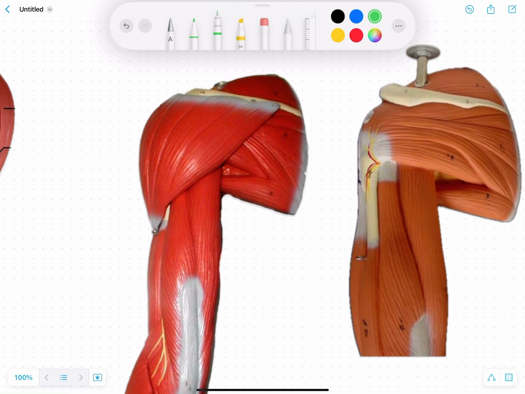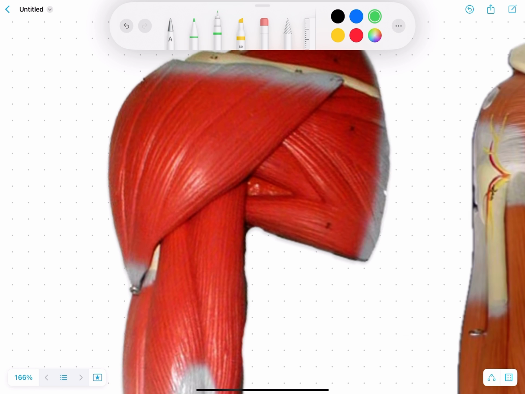All right, hey guys, so we're going to be covering the muscles of the rotator cuff and of the upper arm in this video. But before we touch on those, I want to go back over the deltoid muscle because I forgot to mention in previous videos the origin and insertion of this muscle.